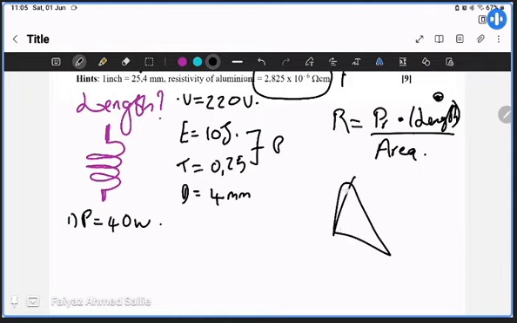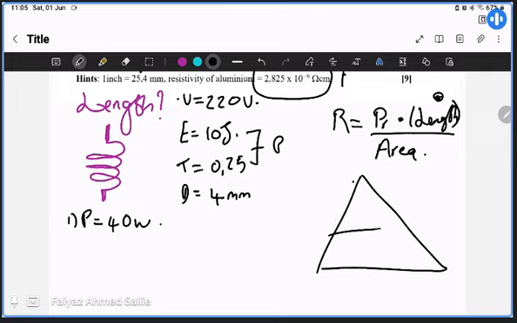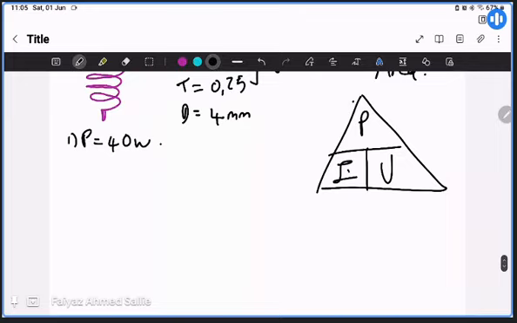So we are going to use our power triangle, right? Remember our power triangle that we used in the previous question. So we know that the power is equal to current times the voltage, right? But we don't want the current, we want the resistance. So we're going to have to manipulate this equation again.